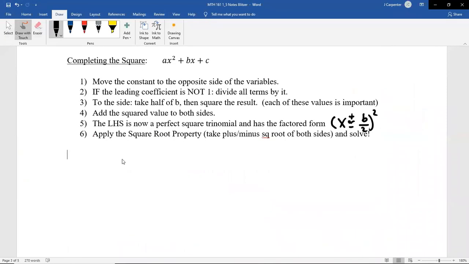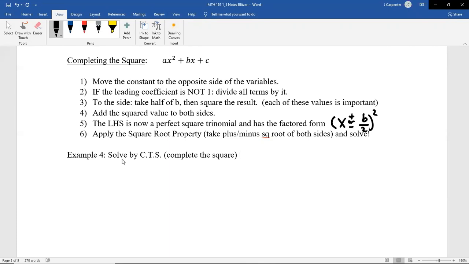All right. Example 4. Solve by C.T.S., which is the abbreviation for completing the square. Solve by the completing the square method.